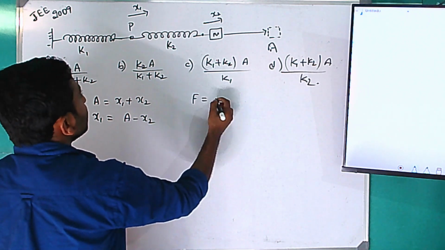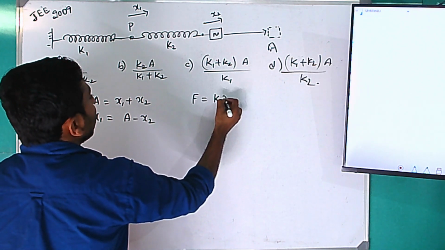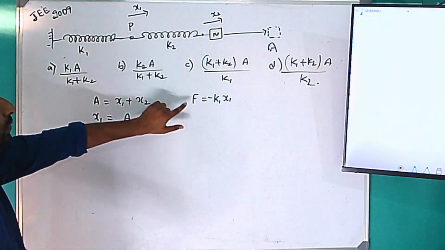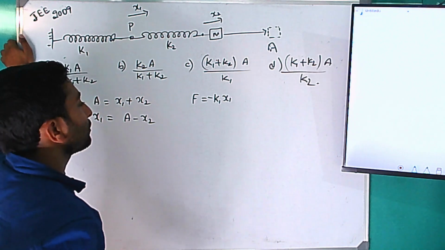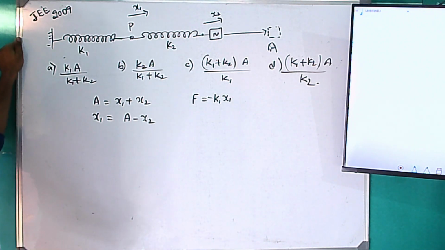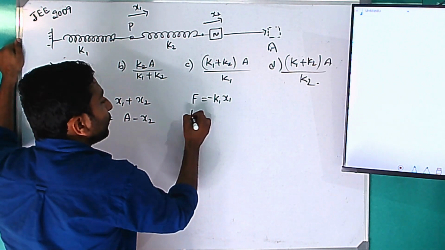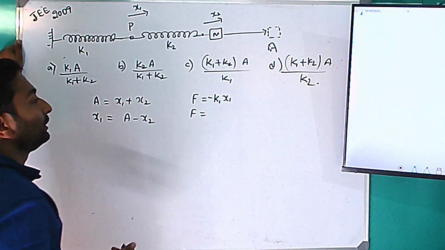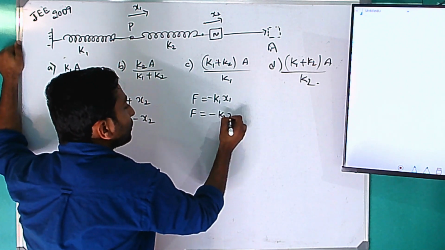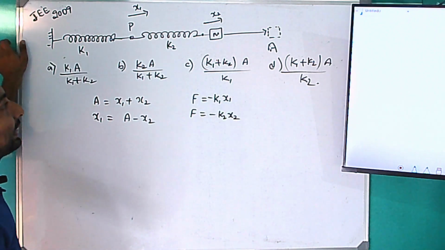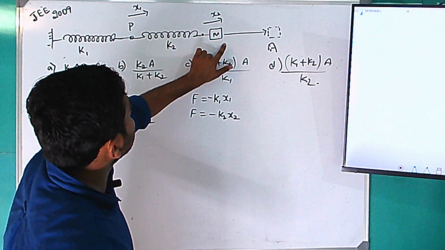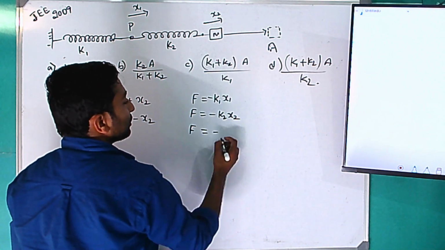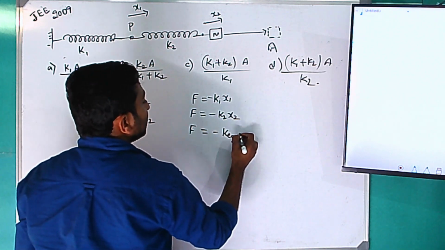Let us write the force equation. F is equals to k1 into x1 with minus sign. When you consider only this spring, the force is given by F is equals to minus k1 into x1. Similarly, the force due to the second spring alone is given by minus k2 into x2. The net force acting on the mass is given by F, that is equals to minus k equivalent into A.